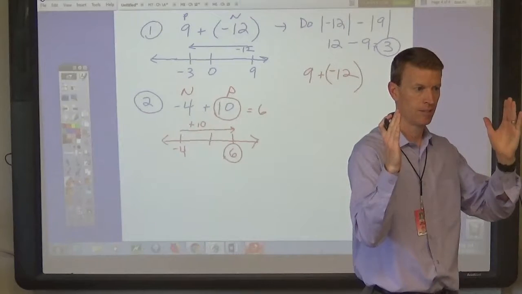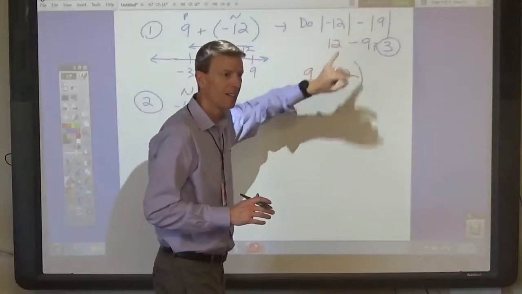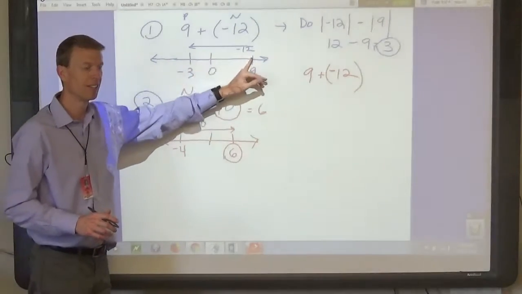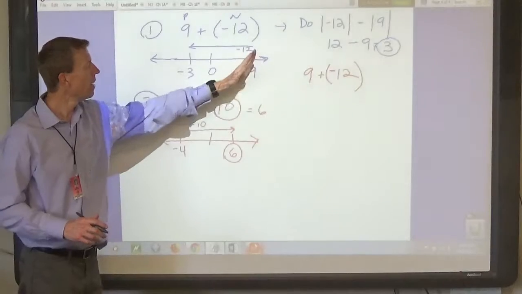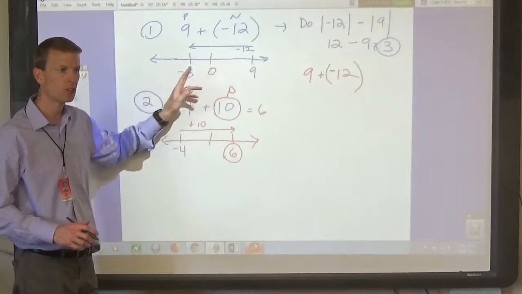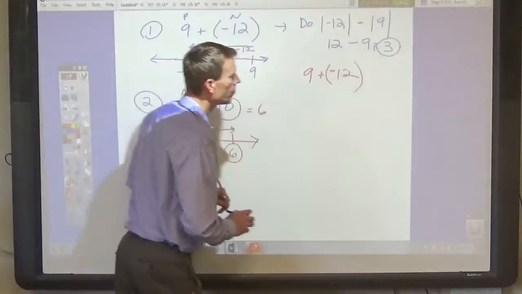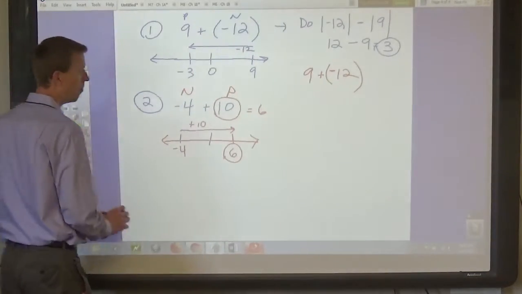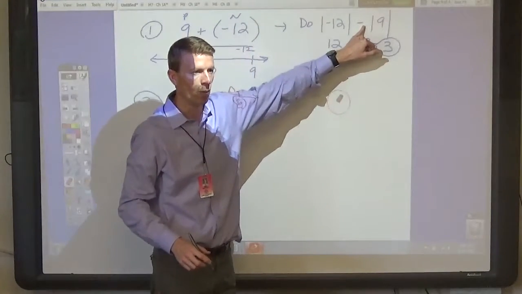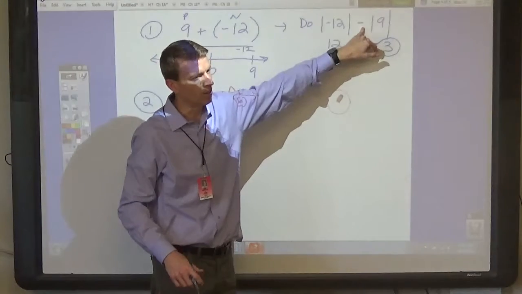Is it negative 3 or 3? The answer is negative 3 because you'd end up in the negative side of 0. So the answer is negative 3. What's the point of absolute value? When you are subtracting numbers, when you're finding the difference of the numbers, you have to find the difference of their absolute values.